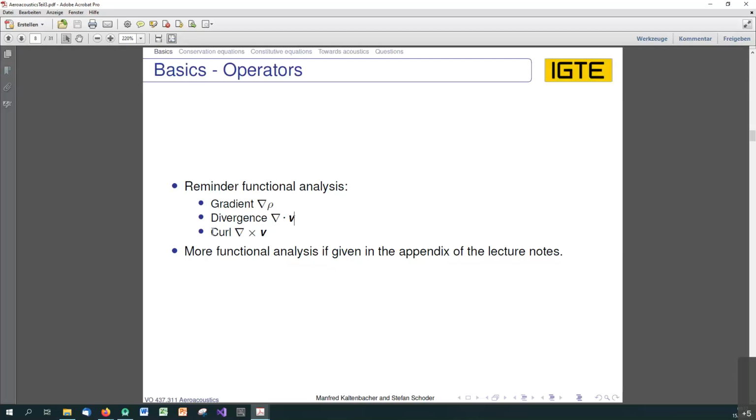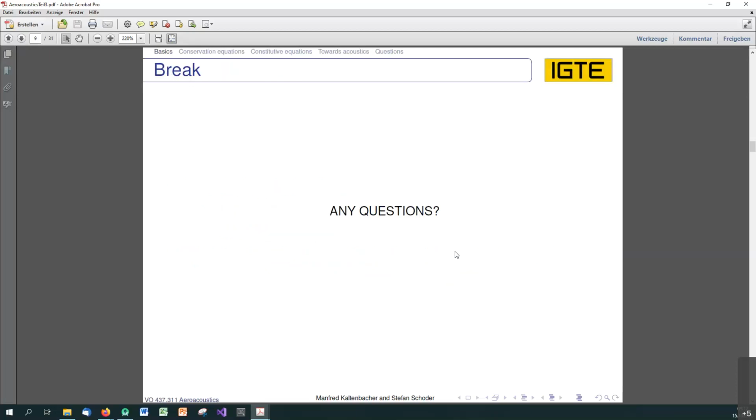And probably not so familiar to you is the curl operator, but you probably heard of it in electrodynamics. Okay, good, perfect. Some other functional analysis material is given in the appendix of the lecture notes, as I showed you already. So just check it out there, and I think you can handle the examples quite well. Okay, any questions on that?